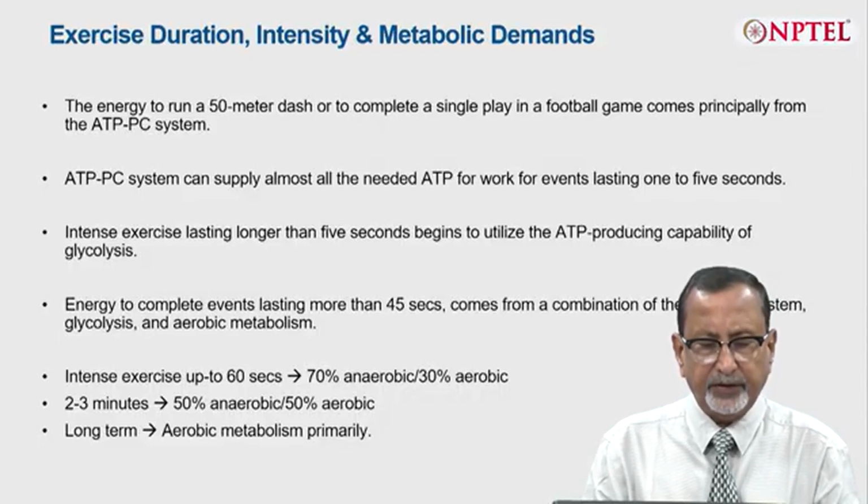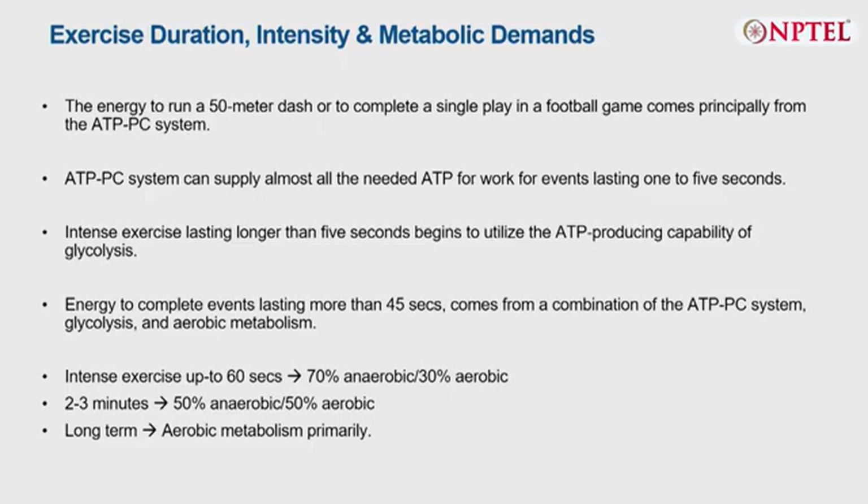Intense exercise lasting longer than 5 seconds begins to utilize the ATP-producing capability of glycolysis. Energy to complete an event lasting more than 45 seconds comes from the combination of the ATP-CP system, the anaerobic glycolytic system, and the aerobic system.